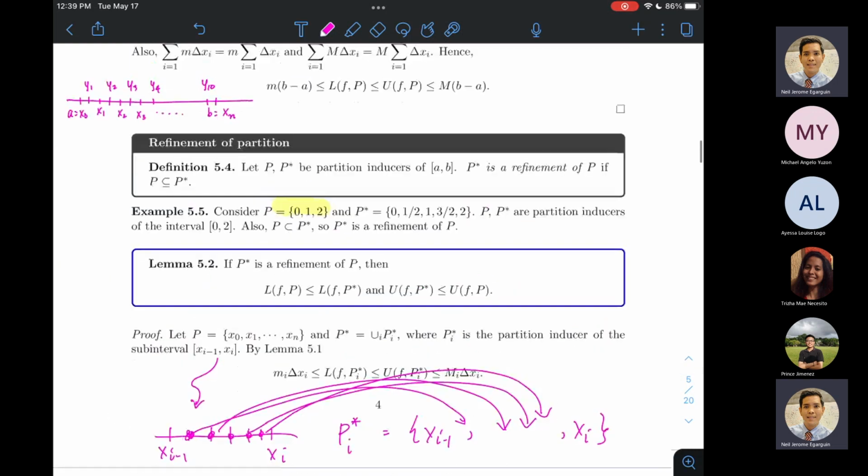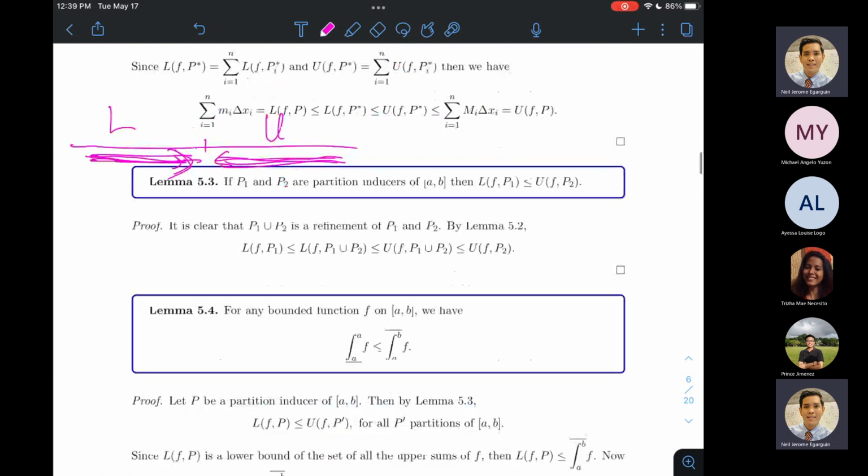Kasi by this inequality, mas maliit yung refined upper Riemann sum. And kapag lumalaki yung lower Riemann sum, lumiliit yung upper Riemann sum, there is a bigger possibility that they will meet in the middle, which is what we want, right? Kasi gusto natin maging equal yung supremum ng L at infimum ng U para magkaroon ng common value na tatawagin nating integral ni F on the closed interval AB. All right?